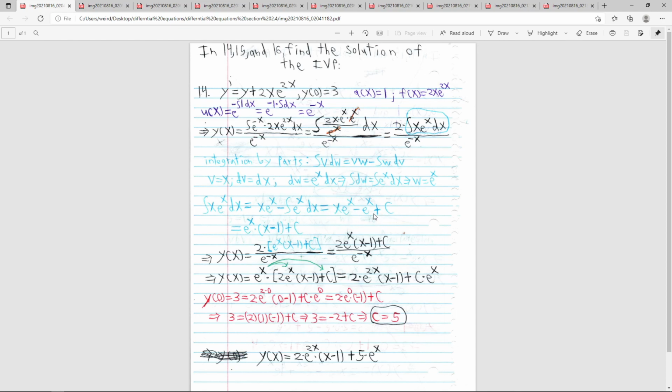And then I can divide out e to the x, like make it e to the x times x minus 1 plus c. And that's what we plug in. So y of x is equal to 2 times, in brackets, e to the x times x minus 1 plus c, all divided by e to the negative x.